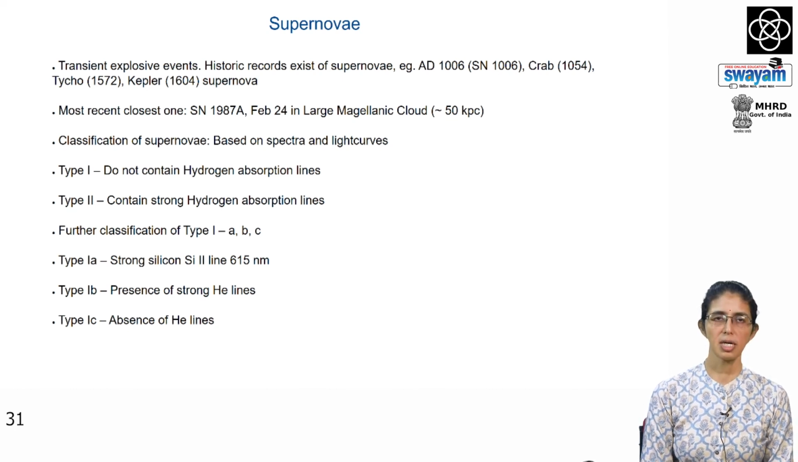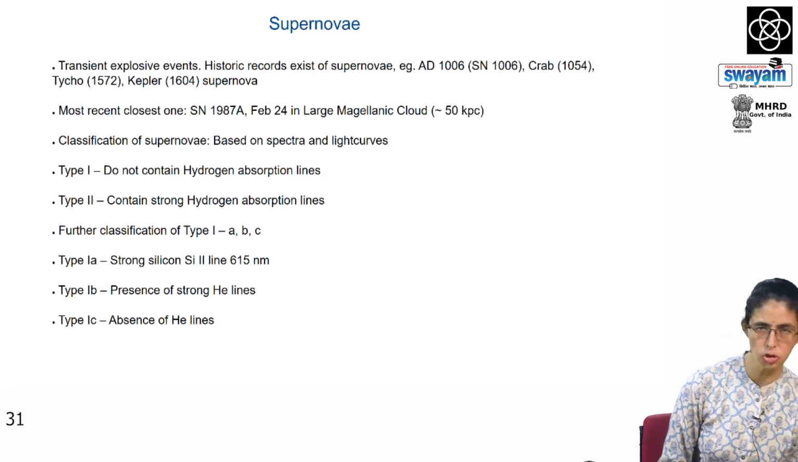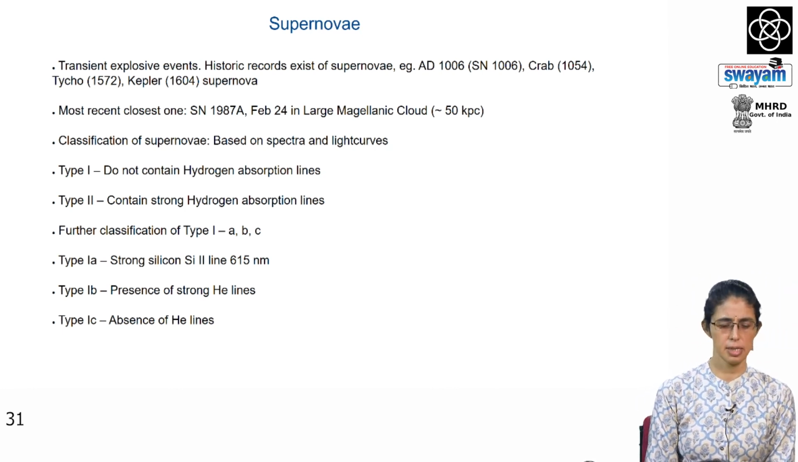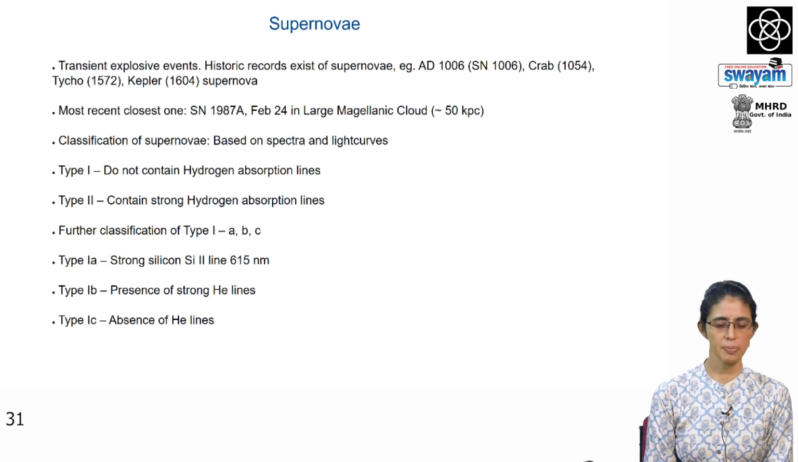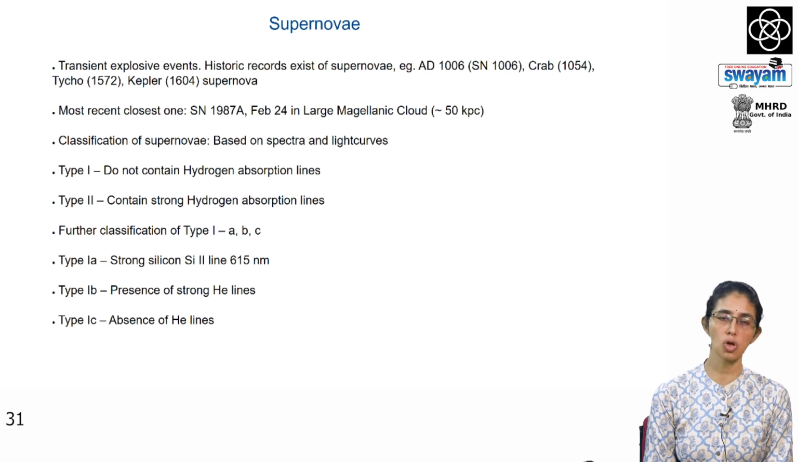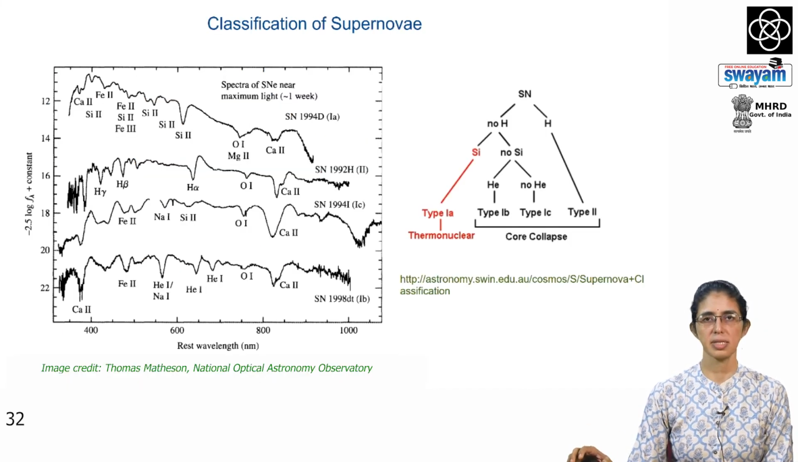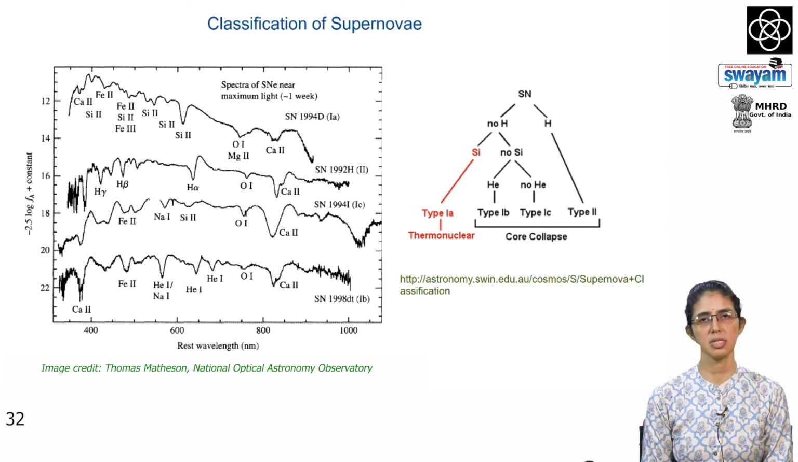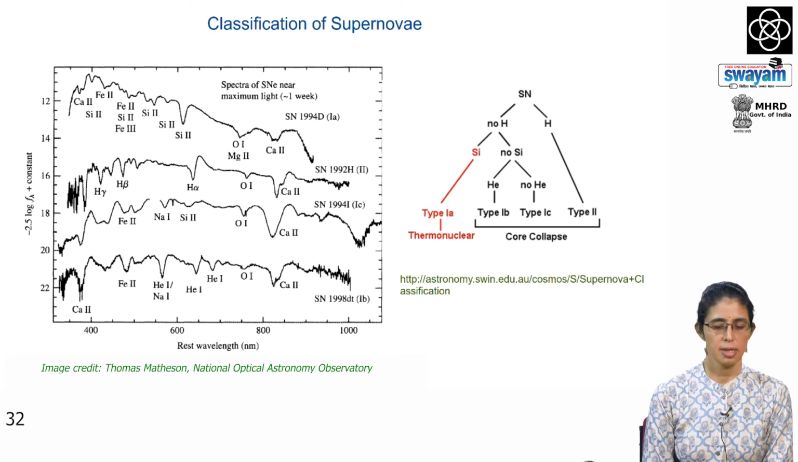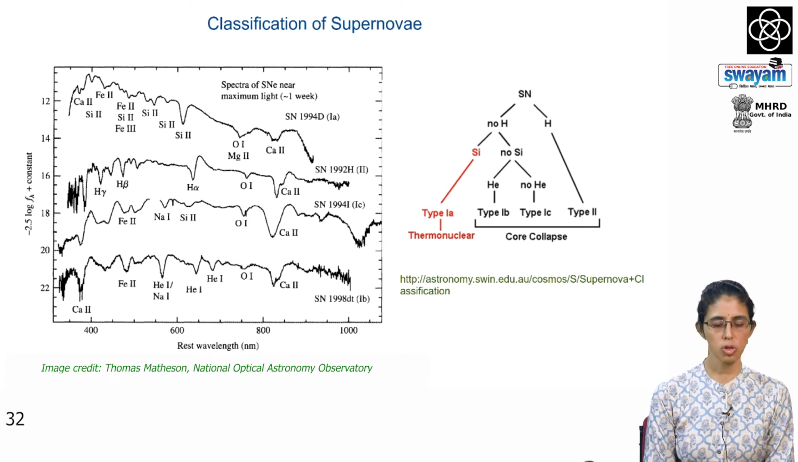So, type 1a represents that class of supernova which have strong silicon absorption lines in the spectra. Type 1b represents those which have strong helium lines, and type 1c are those which do not have strong helium lines in their spectra. And this classification is evident in this slide on the right, and the spectra of the various classes is shown in the left panel.